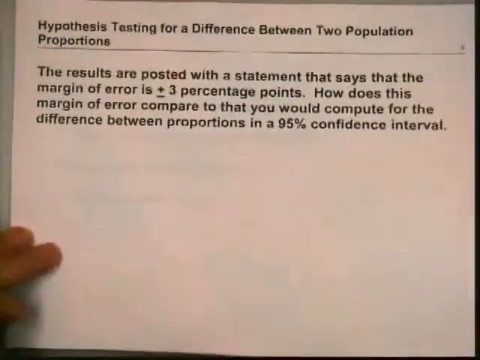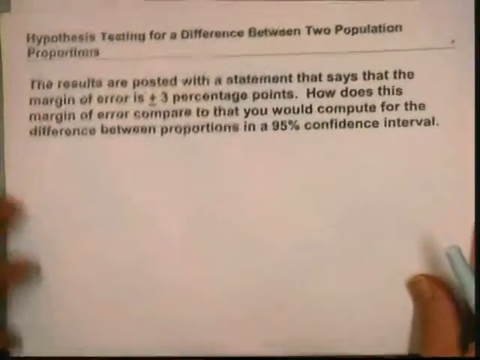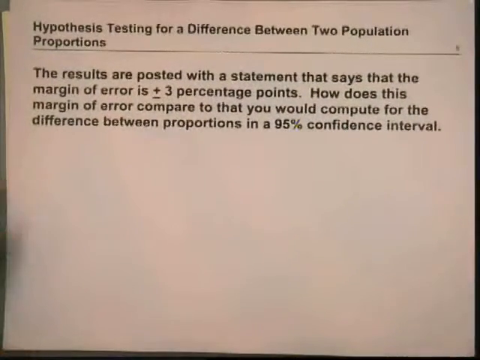When I look at the news story, whichever one did this, the results are posted with a statement that the margin of error is plus or minus 3 percentage points. How does this margin of error compare to what you would compute for the difference between proportions in a 95% confidence interval?